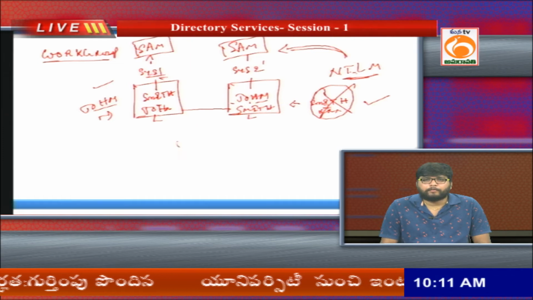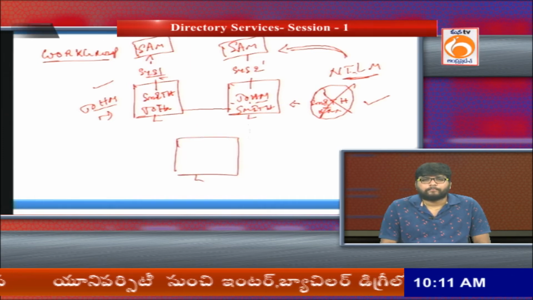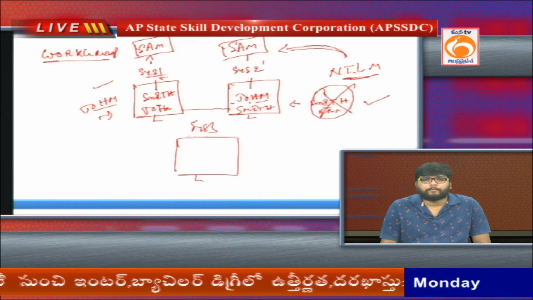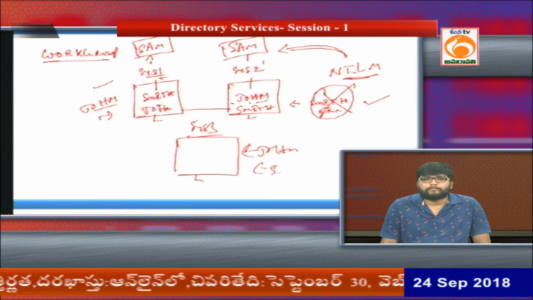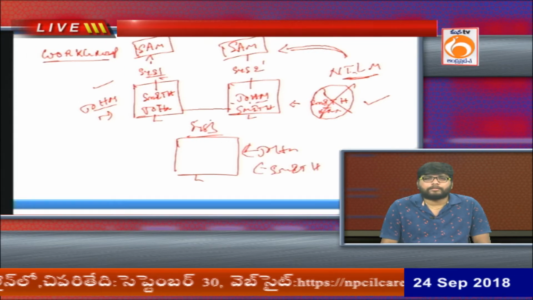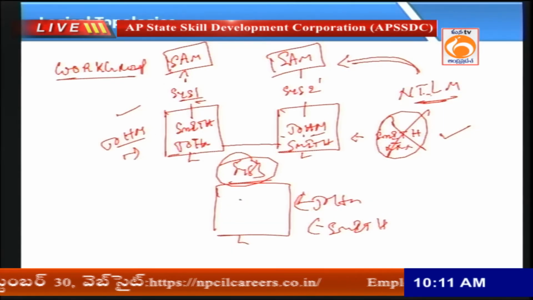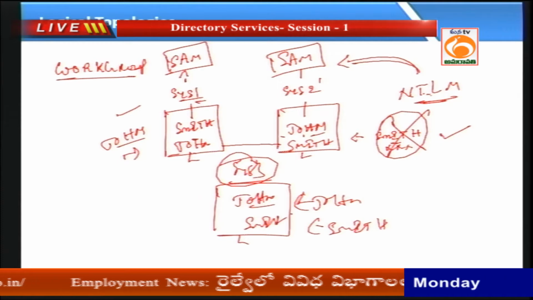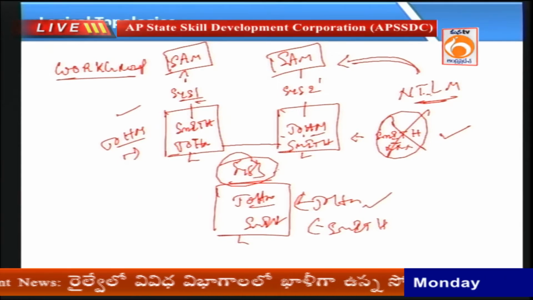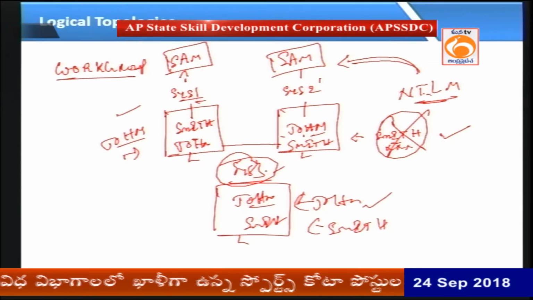Maybe I have a third machine, system 3. I want John as well as Smith to log into system 3. What do I have to do? First, I have to create user accounts for John and Smith. Now, both users can log into system 3. This is what a workgroup is.